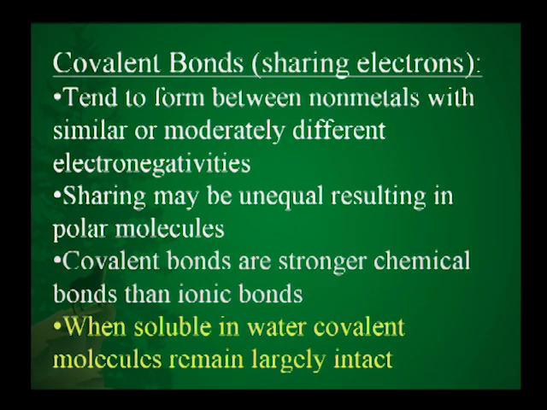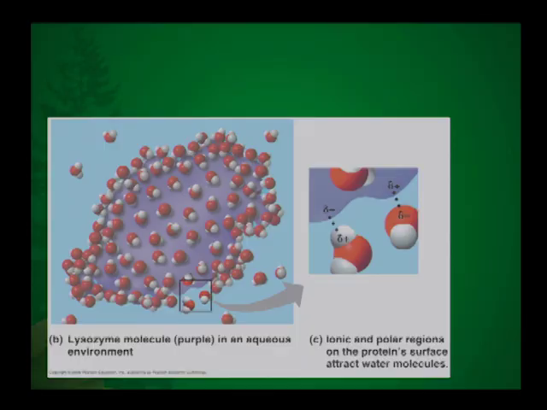And when soluble in water, the entire molecule tends to dissolve in the water as opposed to coming apart the way ionic bonds do. So this purple molecule is surrounded by water molecules. That's the covalently bonded molecule.